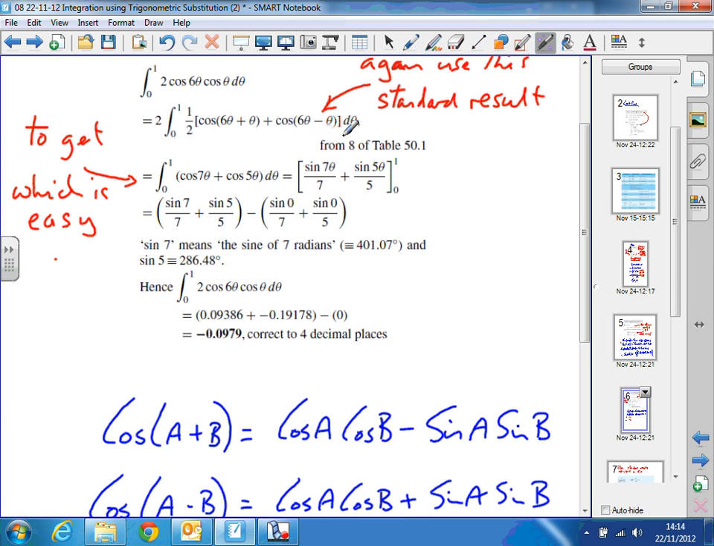So now we can see that the 2 and the half cancel. So we've just got the integral of cos 7 theta plus cos 5 theta. Easy, it's just this. And then we put in the limits.